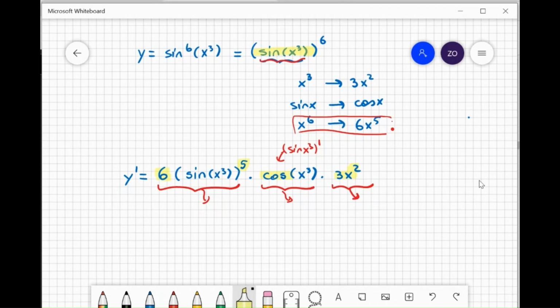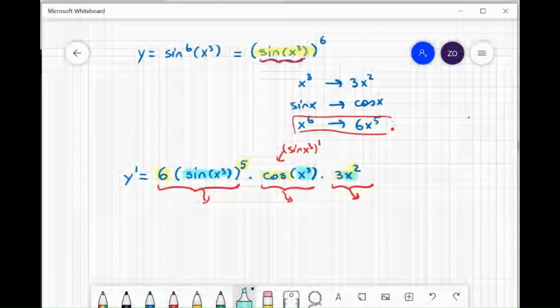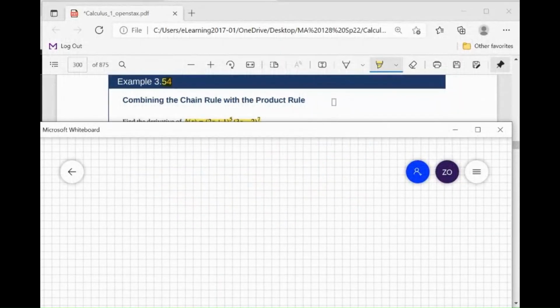This is what we did here. So here, for the x to the 6th function, the derivative is evaluated at sine x cubed. So the middle function, its derivative is evaluated at x cubed. And the inside, the innermost function, is simply evaluated at x. Let me just copy this one.